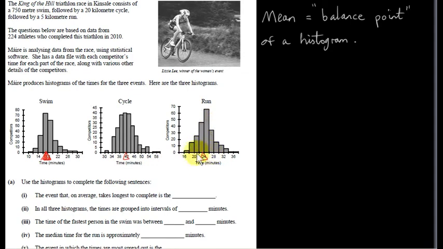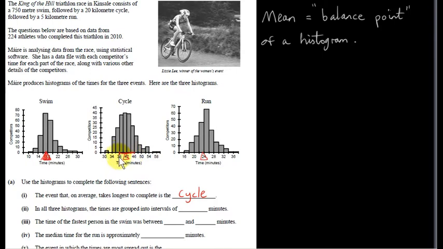We can be confident of that range. So we can see quite clearly that the mean time for the cycle is greater than the mean time for either the swim or the run. We can be confident that the mean time for the cycle is greater than 38 minutes. We don't have to know the exact time, of course. We know it's somewhere between 38 and 46. The balance point has to be somewhere along here, if you think about it. Just by looking at it, we don't have to know the exact mean.